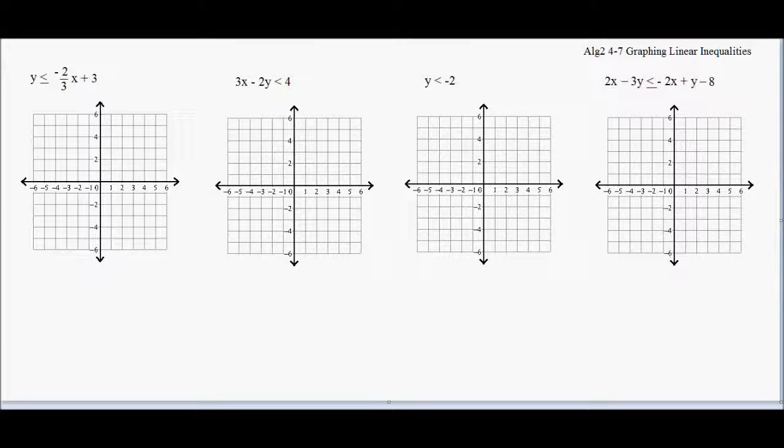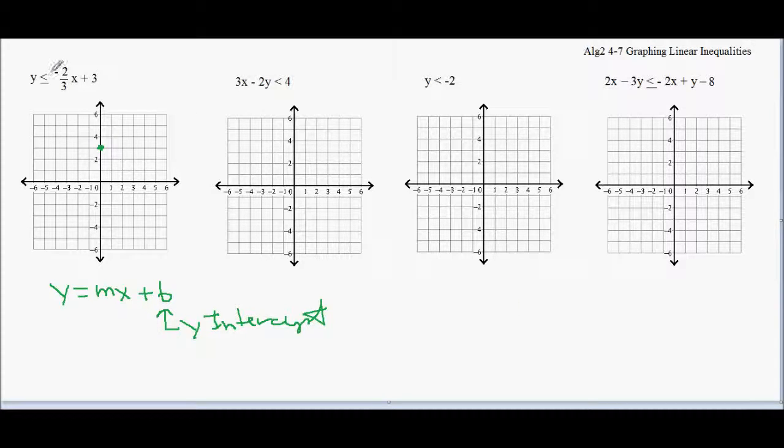So let's do this first one. This is pretty straightforward. It's y equals mx plus b form, where b is the y-intercept, which means we're crossing the y-axis. So it's going to cross the y-axis at 3, so we just put a little dot there.